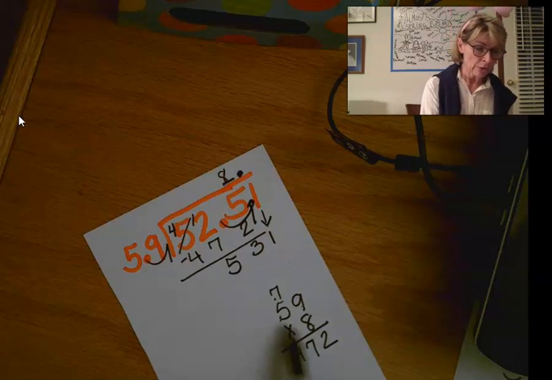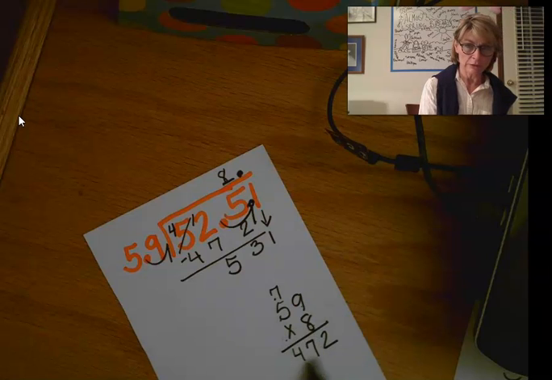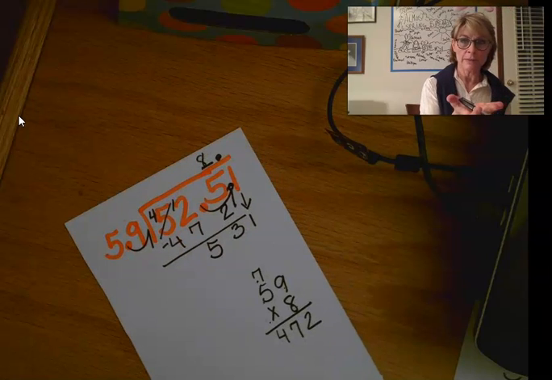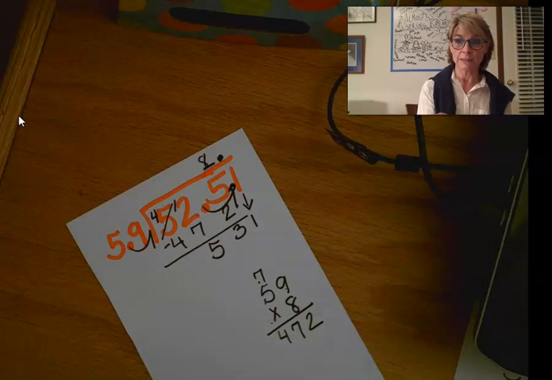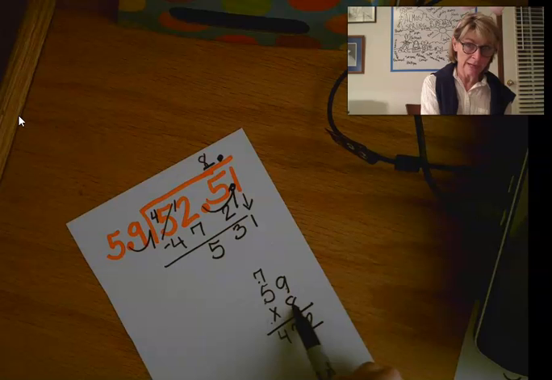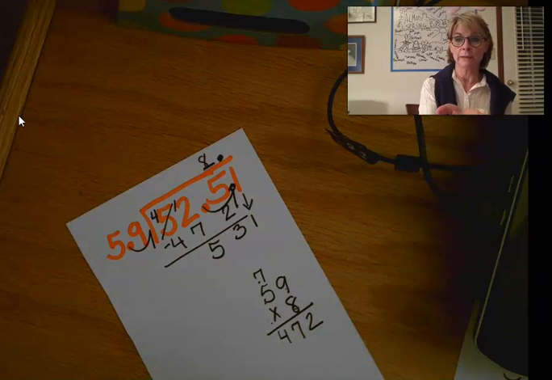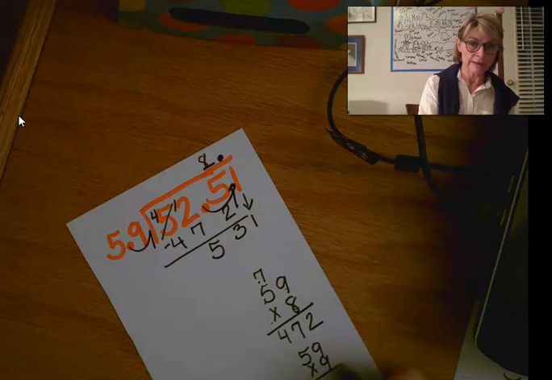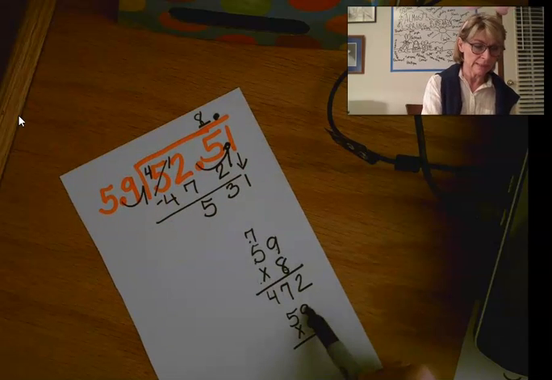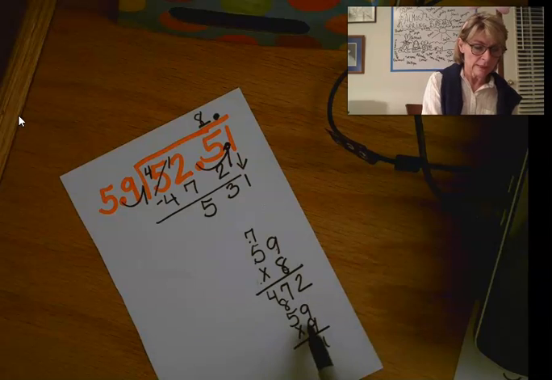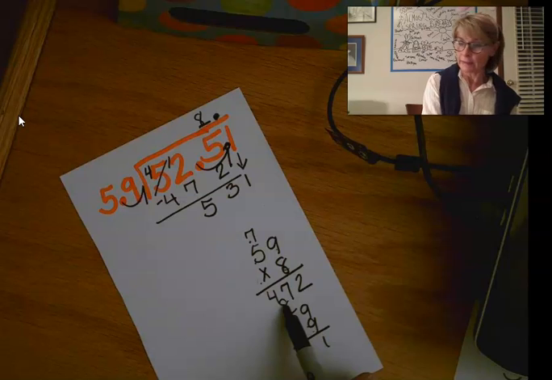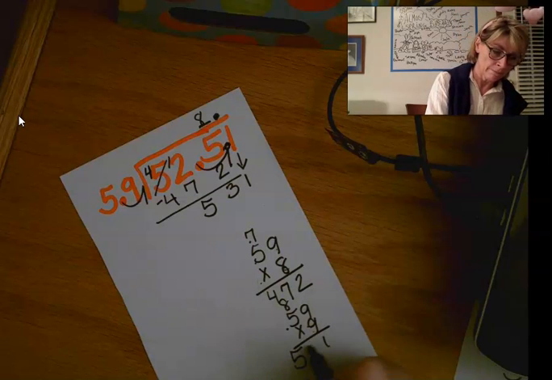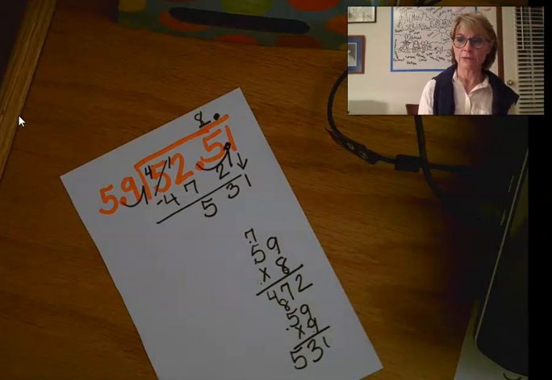All right, well I know that 59 times 8 is 472, so I'm going to bump it up 1. I'm going to adjust my estimate. I had been thinking about 8 here, but now I'm going to adjust it up and try a 9. So 59 times 9. I know 9 times 9 is 81. 9 times 5 is 45, plus 8 more is 53. All right, well that's exactly what I need.